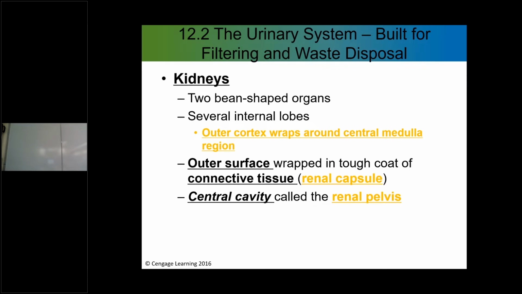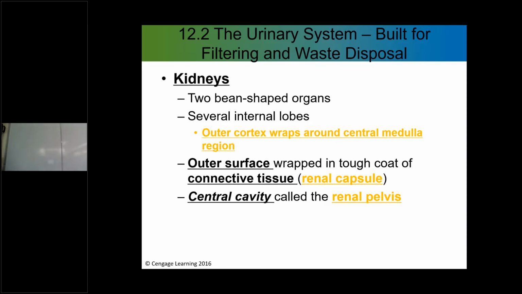So as you're looking at this bean-shaped organ, it has a capsule, an outer covering. Then if you look on the inner portion, you can see that there are specific structures here, and there are some that you'll have to know for the lab quiz. So that's on the list for lab quiz number 2.